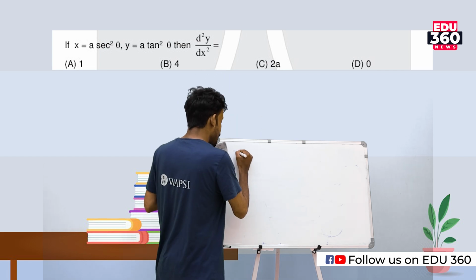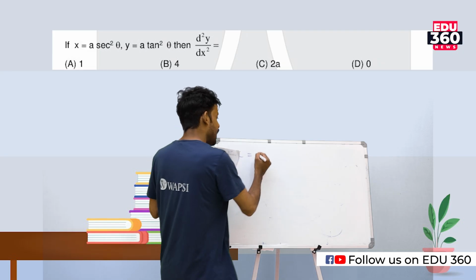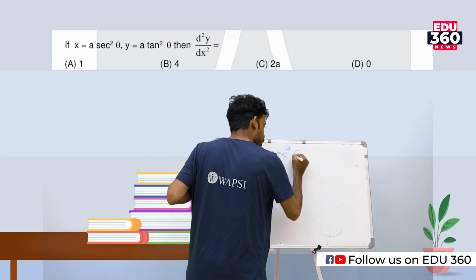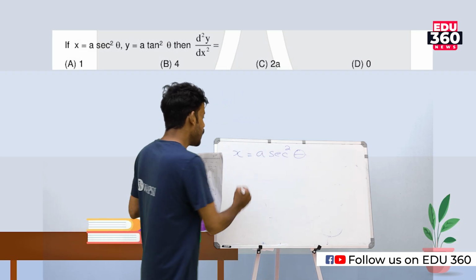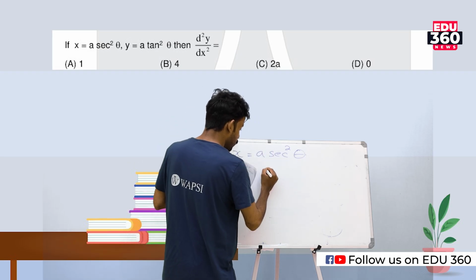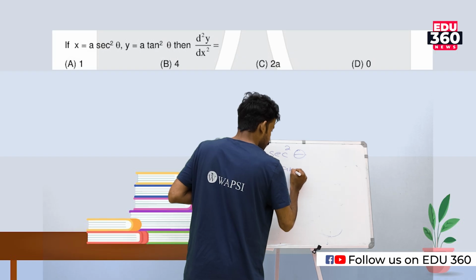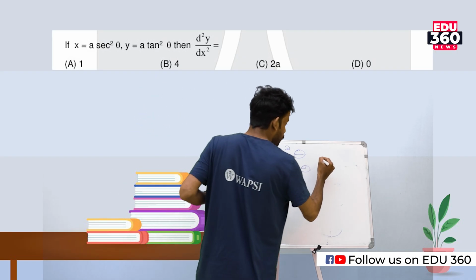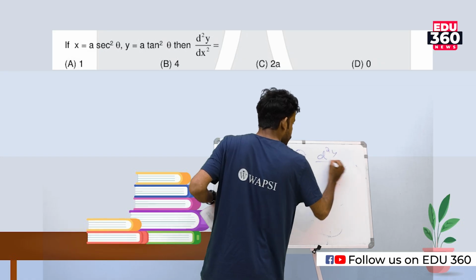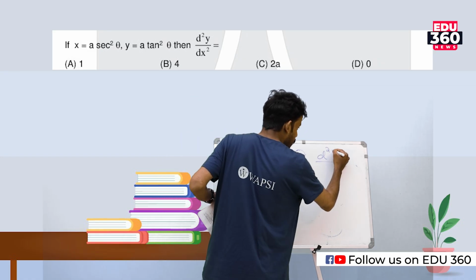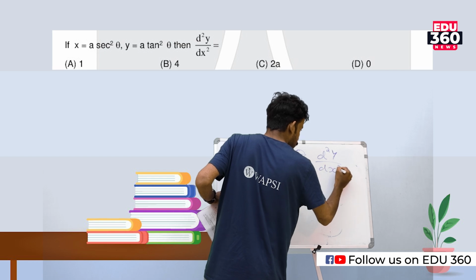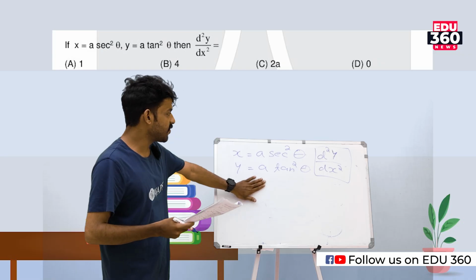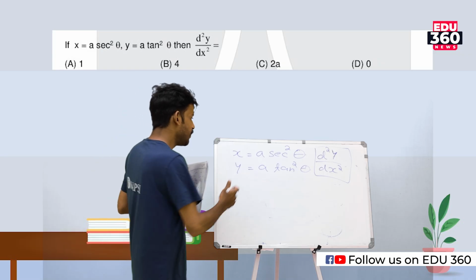It's given that x is equal to a sec square theta, and y is equal to a tan square theta. We need to find d square y by dx square. In the next step, first of all, we can find the first derivative of these with respect to theta.